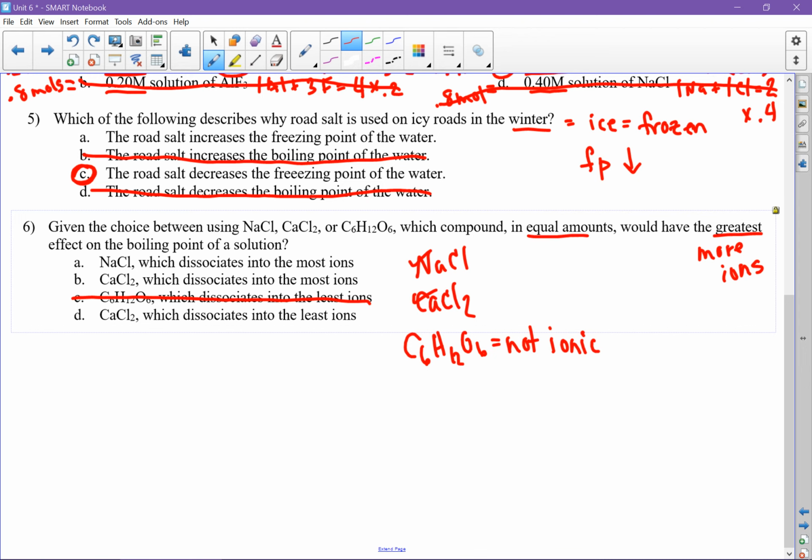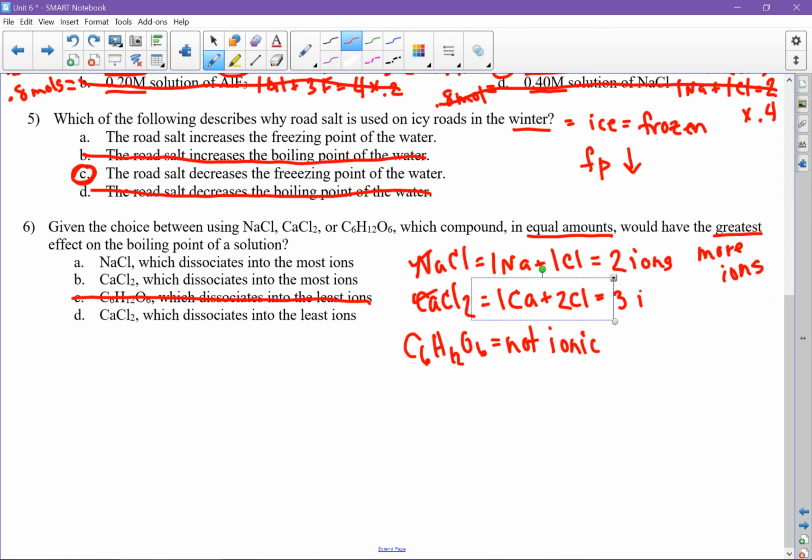It tells me equal amounts, so I just have to count the ions that are present. Okay? I have 1 Na ion here, and I have 1 chlorine ion. That gives me a total of 2 ions. CaCl2, there's 1 calcium ion. There are 2 chlorine ions. Altogether, that gives me 3 ions. Since we want the greatest effect, we want more ions. That means CaCl2 is our winner.